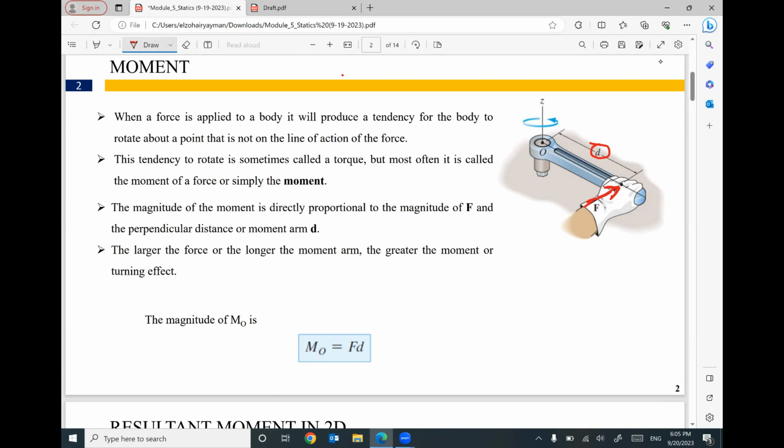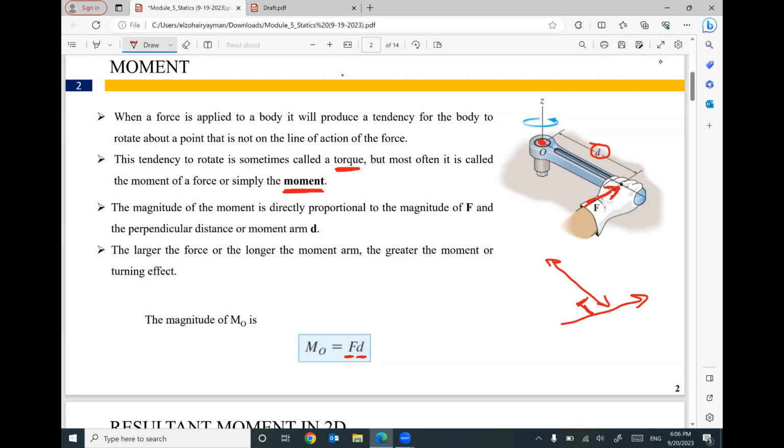So how this force would like to rotate this arm around point O. This tendency to rotate is called torque, but commonly we say moment. So your moment of a force around a point equals this force times this distance. But keep in your mind, your force and your distance must be perpendicular to create a moment.